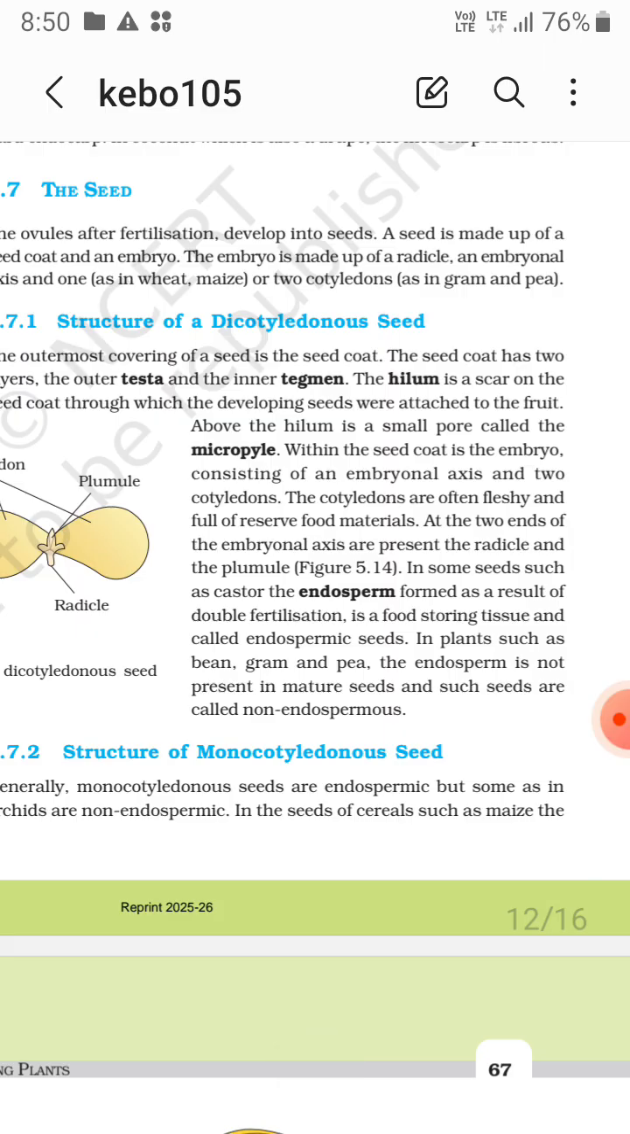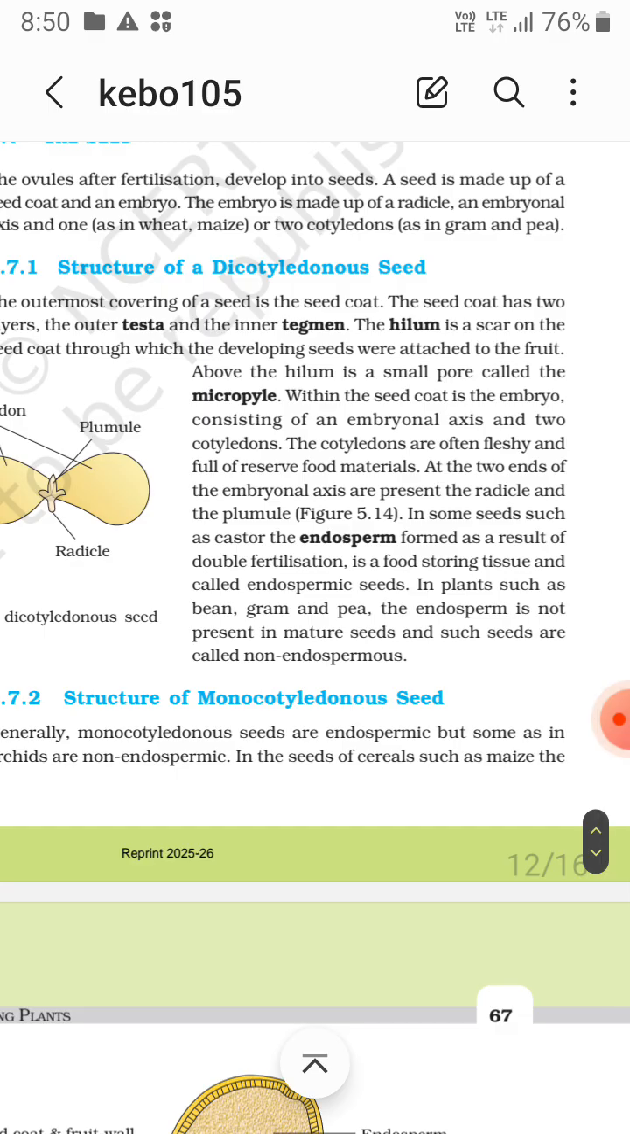The cotyledons are often fleshy and full of reserve food materials. At the two ends of the embryonal axis are present the radicle and plumule. In some seeds such as castor, the endosperm, formed as a result of double fertilization, is a food storing tissue, and these are called endospermic seeds.